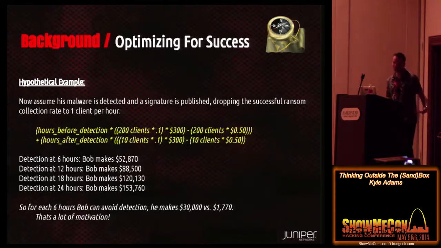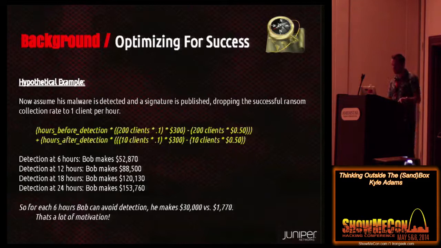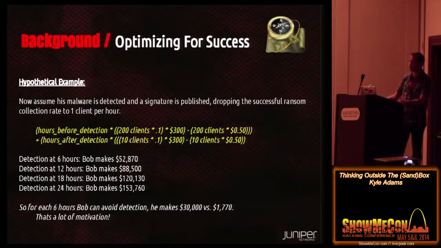Now Bob is still going to make a lot of money in the beginning. He's going to make tons of money before the signature gets published. So if you look at when the signature gets published versus how long it's already been out there, at 6 hours, Bob makes roughly $50,000. At 12 hours, $88,000. At 18 hours, $120,000. And at 24 hours, he's only making $153,000.